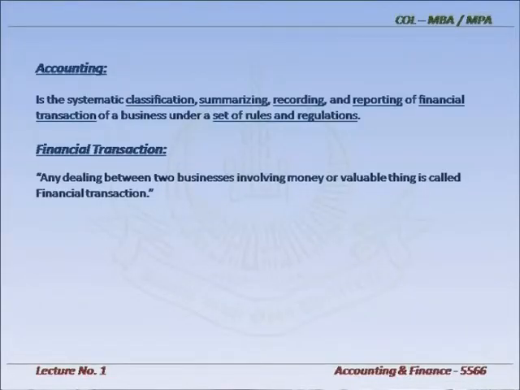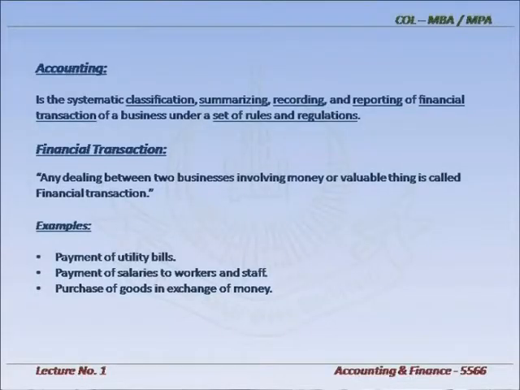First of all, we explain what is a financial transaction. Any dealing between two businesses involving money or a valuable thing is called a financial transaction. Payment of utility bills, payment of salaries to workers and staff, and purchase of goods in exchange of money are examples of financial transactions. Occurrence of a financial transaction is an event which triggers the whole process of accounting and changes the financial position or financial performance of a business.